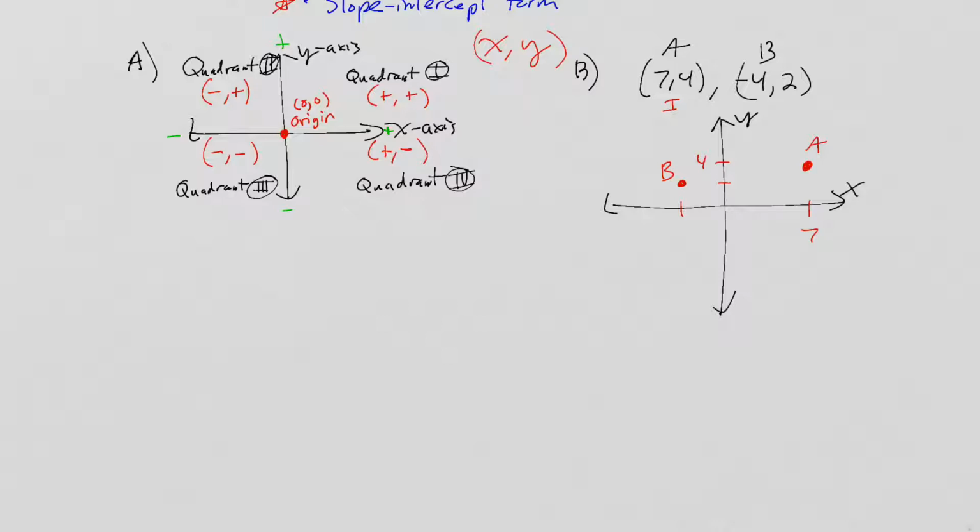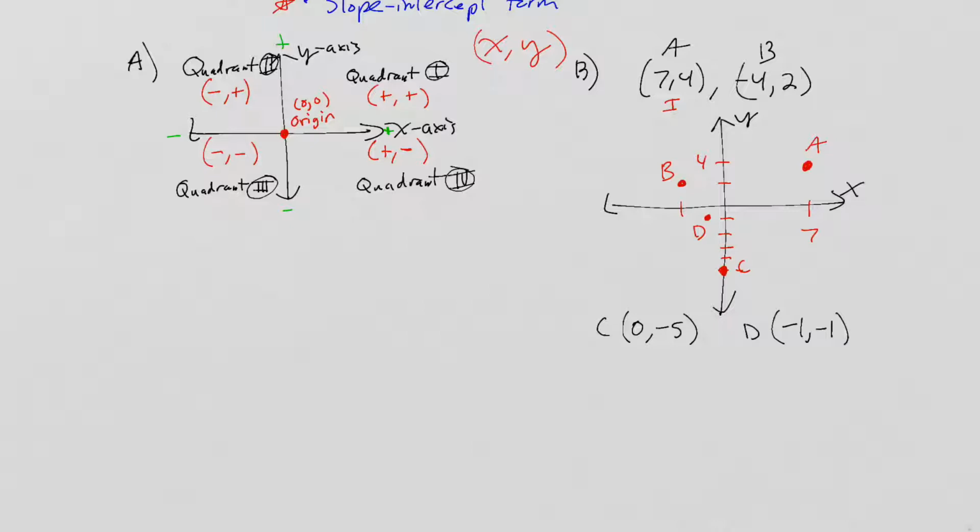Let's do point C, which would be 0, negative 5, and point D, which is going to be negative 1, negative 1. So 0, negative 5 will be 0 for x, negative 5 for y. And then negative 1, negative 1 would be around right there, in the third quadrant. All right, so that's just some basic stuff here.